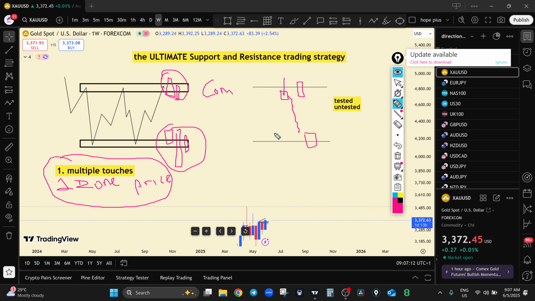Now, the tested area is when the wick is being shown on the support or resistance area. That means price has rejected from that level in the past. I'm going to talk more on tested and untested in subsequent videos. But this is simply an introduction to support and resistance trading strategy using the opening price. And I'm going to go to the chart and show you how you can identify this.